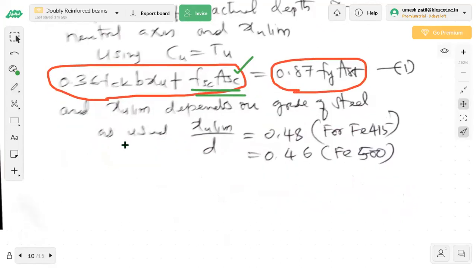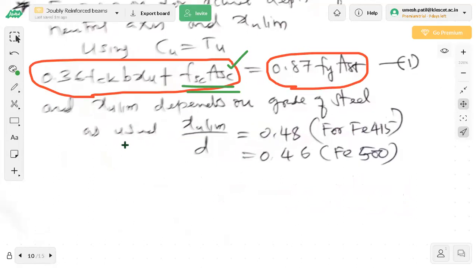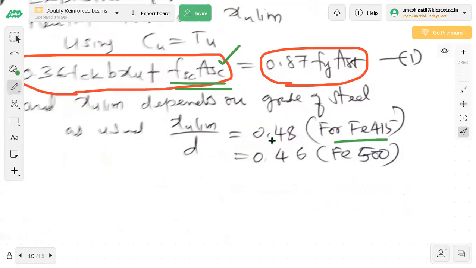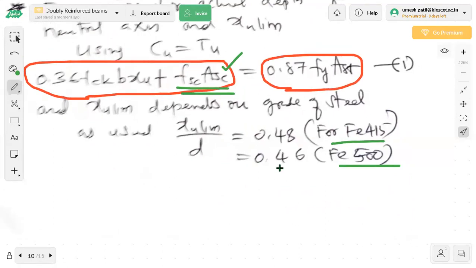How do you find XU limit? There is no change in the XU limit calculation. Everything is the same here. So for XU limit by D, use this formula. For Fe415 steel, it is 0.48, same as for singly reinforced sections. So in the calculation of XU limit, there is no change. For Fe500, the value of XU limit by D is 0.46. What I'm trying to say here is that there is absolutely no change in the way you calculate XU limit.